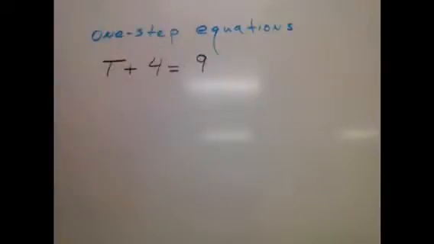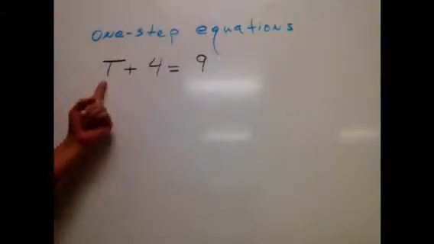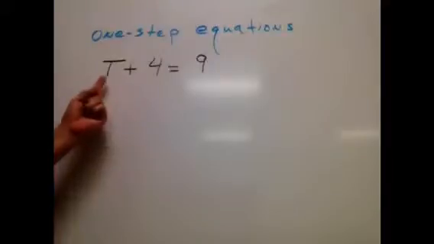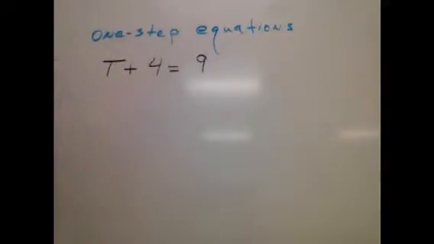Hello. We're going to do one-step equations today, and I have a problem here. A one-step equation is when we are trying to uncover the value of an unknown. In this case, we have t. We want to know the value of t. Now, I've put a problem up here that's very simple to do, but I'm simply doing this for the purpose of teaching you the steps.